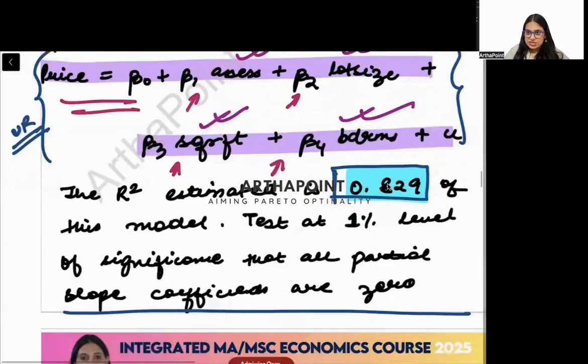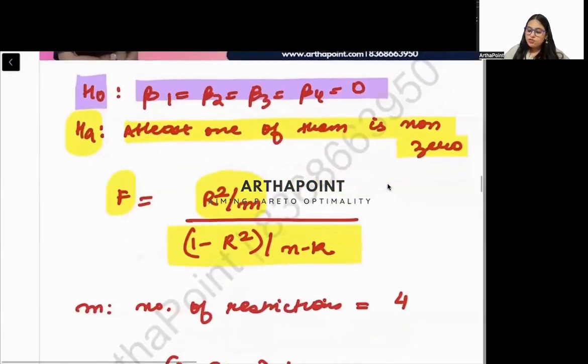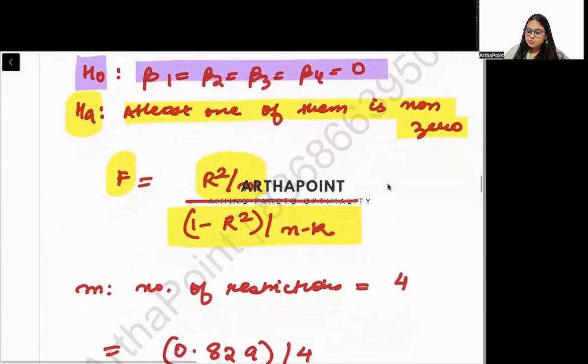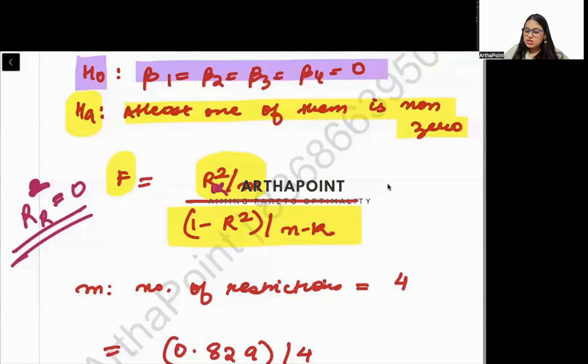So actually in this case, the R square of my restricted model is actually 0. So I am only left with R square of unrestricted model, and that is what I am working with. Is that making some sense? So I'm working only with R square of unrestricted model because in the restricted model all parameters would be 0 and therefore my R square of the restricted model will also be 0.